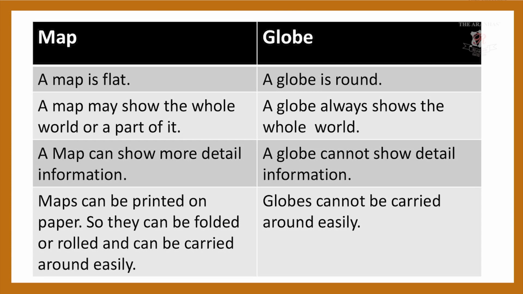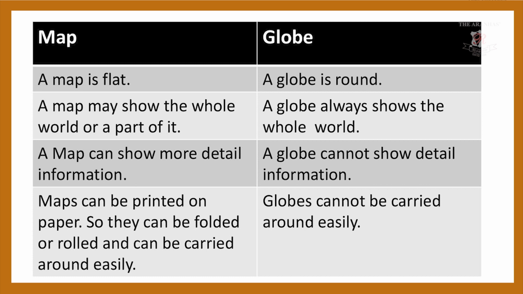Maps can be printed on paper, so they can be folded or rolled and carried around easily. As I told you earlier, the map is printed on paper, so it can be folded. If I want to carry the map in my purse, I can fold it and keep it because it is in the form of paper. Secondly, if it is a globe, I cannot do that. I have to carry a separate big bag, and only then can I carry the globe everywhere.